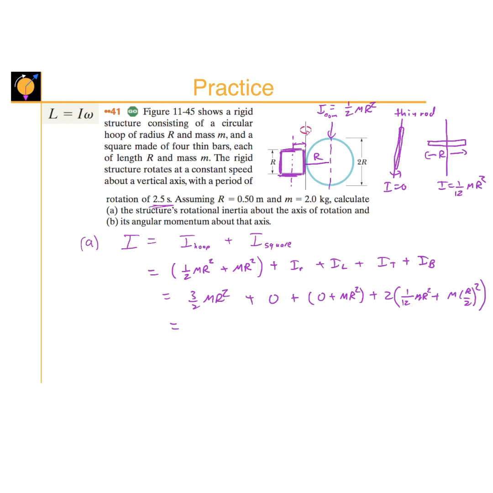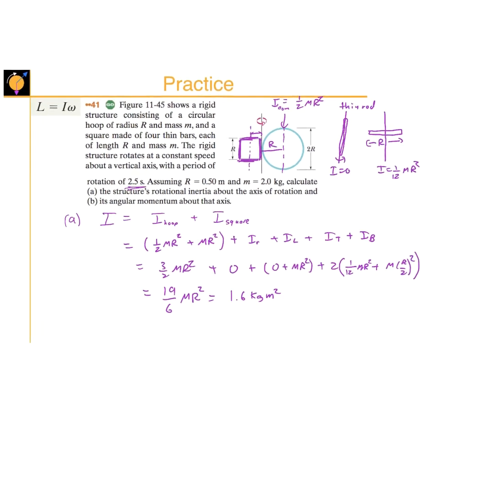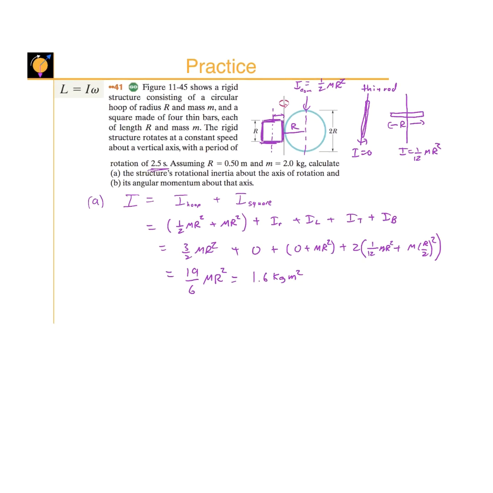And that is a lot. So that's the moment of inertia for the hoop plus each of the 4 sides of that square around that axis. And when you add them all up together, it simplifies to 9/16 mr squared, which works out to about 1.6 kilogram meter squared. So now we have the moment of inertia, we need the angular velocity.